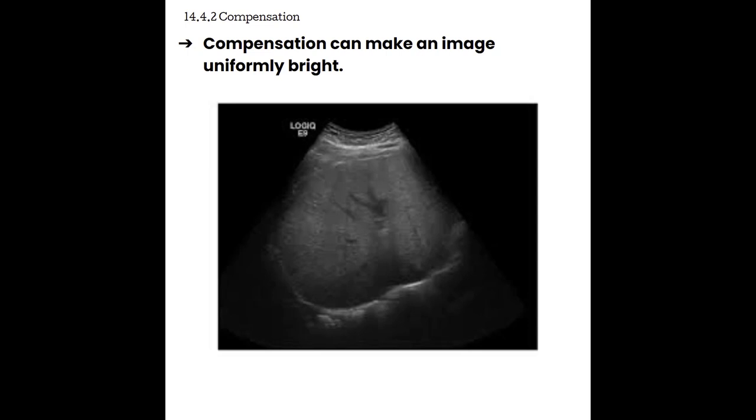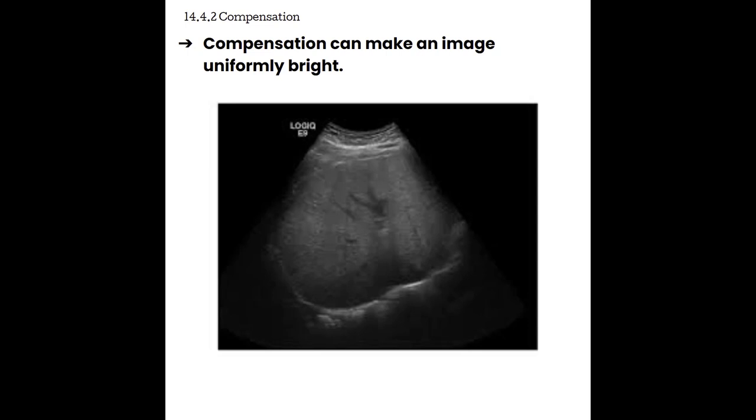And just like amplification, compensation is going to occur in two steps. The first compensation is an automatic feature of the machine. The machine knows, and we do too, that attenuation occurs and that typically our far field is going to be a little bit darker. So the machine automatically compensates for that a little bit in the far field.